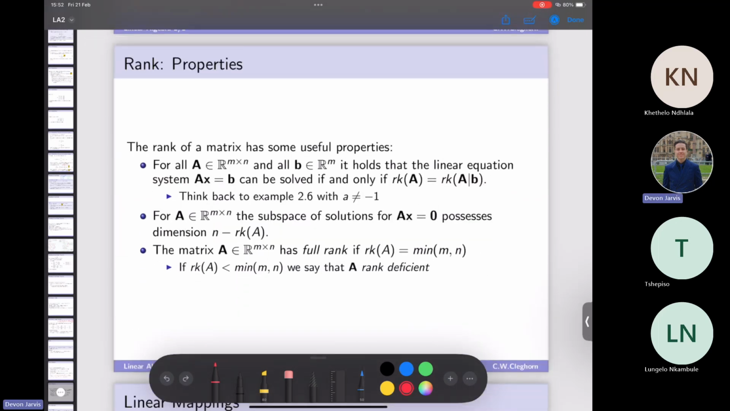So the rank of a matrix has some useful properties. Again, A is now an m by n matrix. And for all b, which are m-dimensional vectors, it holds that the linear equation system Ax equals b can be solved only if the rank of A is the same as the rank of the augmented matrix. Okay? What does that mean?